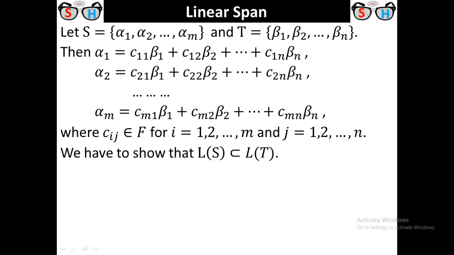For that purpose, we have to show that all the elements of L(S) are also elements of L(T).